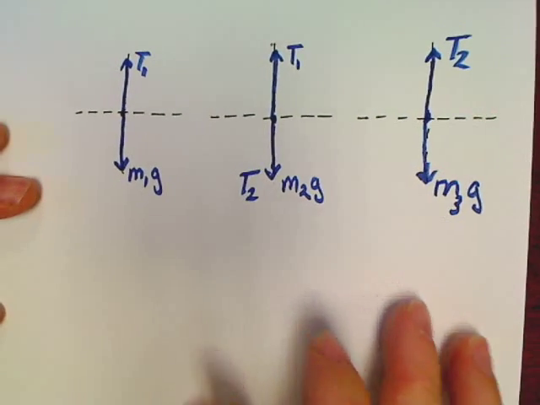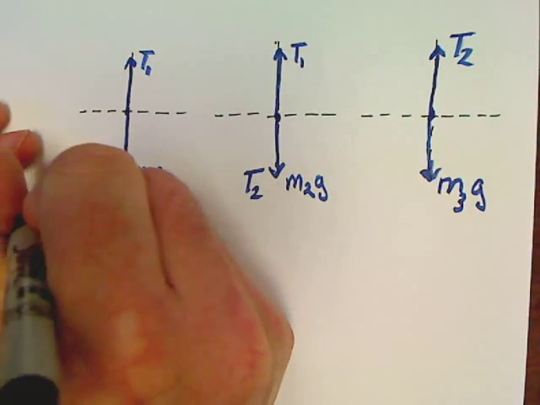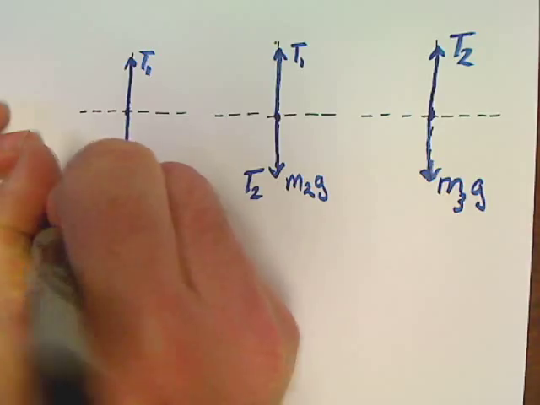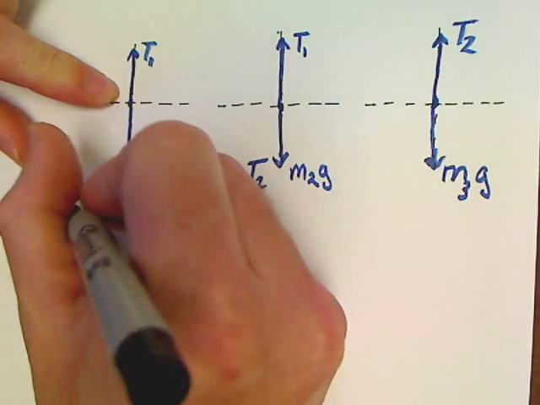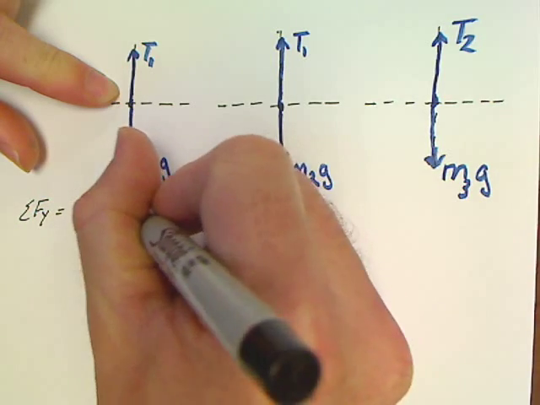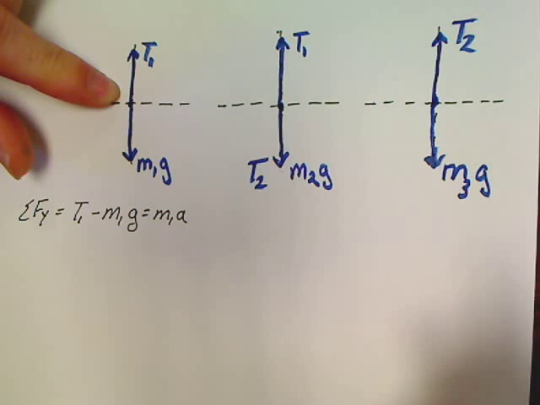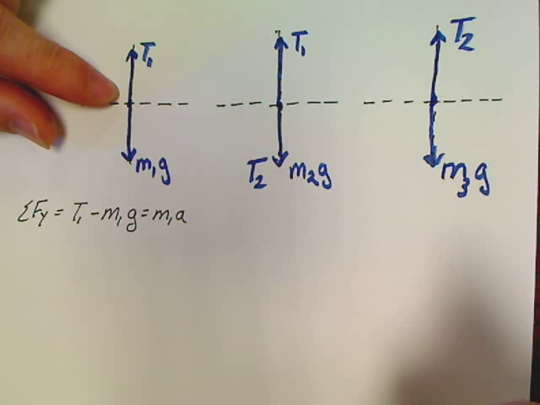We can start doing our sum of the forces. Every one of these will be a sum of the forces Y. So sum of the forces Y. For this one, T1 minus M1G equals M1A. So that's got this object taken care of.